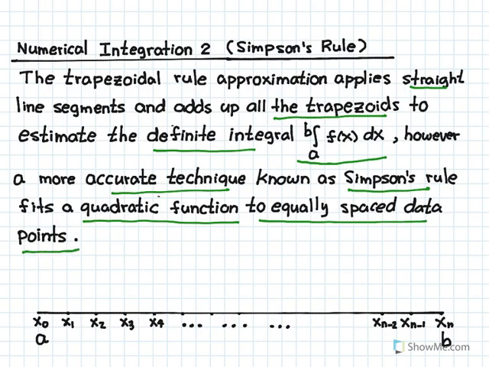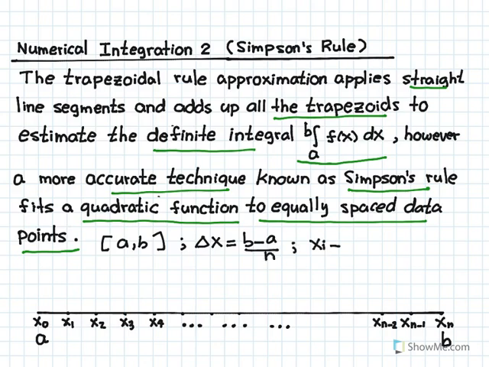And we can tell right off the bat that this is going to be more accurate because we're estimating a curve with a quadratic function, with a parabola, estimating a curve with another curve. All right, so what we do is we start with the interval a, b, and our delta x is the same as before. It is b minus a divided by n.